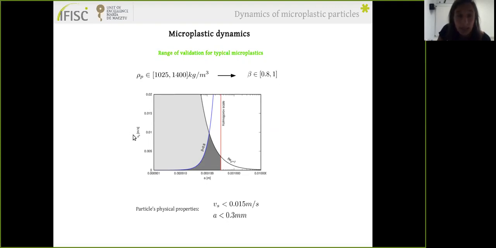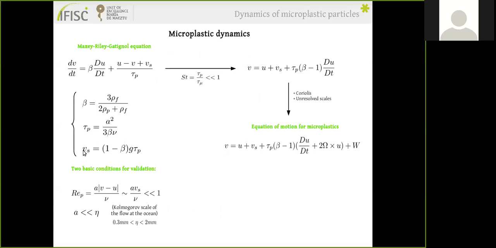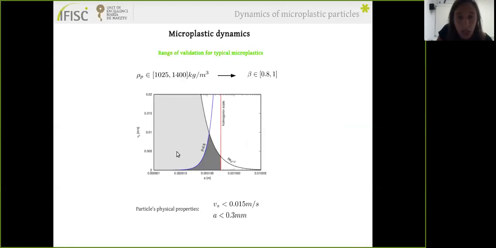So we look at the sinking velocity as a function of the radius of the particle to look not only quantitatively, but also qualitatively in which regime we are. So we do isolines of beta parameter equal to 0.8. If we return to the sinking velocity, it depends on the particle radius through the Stokes time. And beta is fixed, okay? Then our particles are in this region, right?